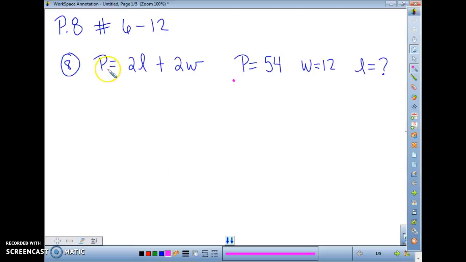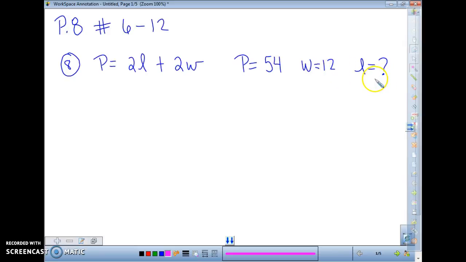Number 8 gave you this formula. Make sure you're on page 8, 6 through 12. You were told to use the perimeter formula for a rectangle. Okay. So in the problem, you're told that the perimeter is 54 and that your width is 12. But you need to find your length.